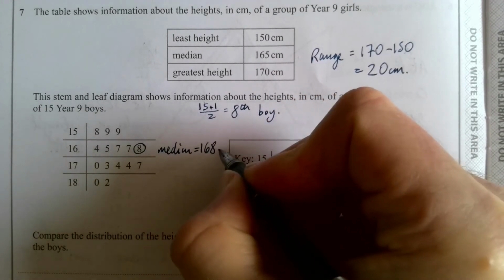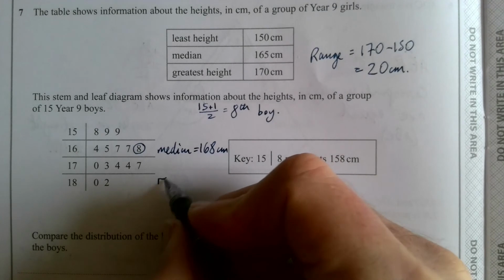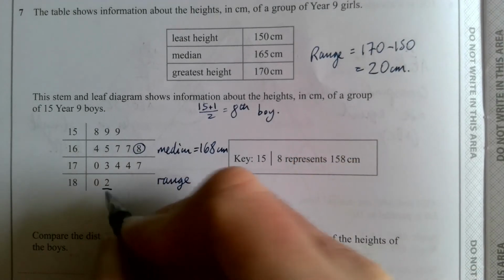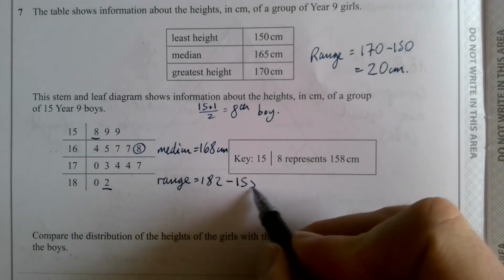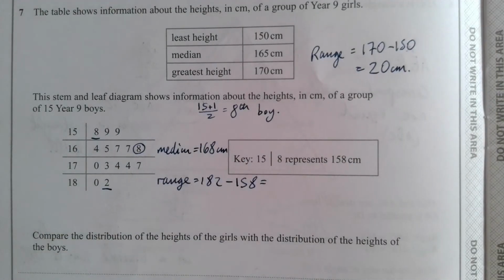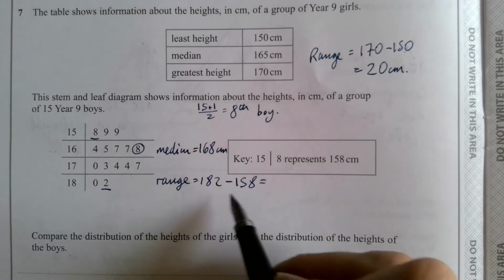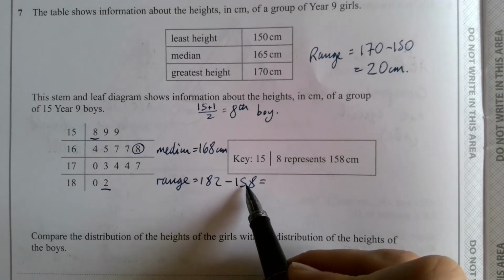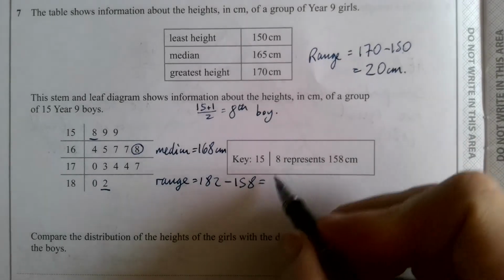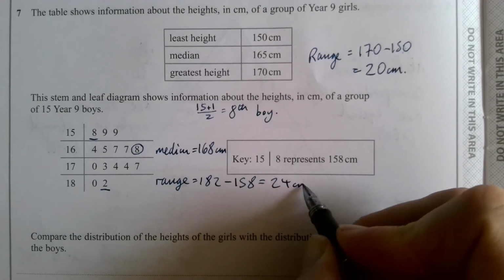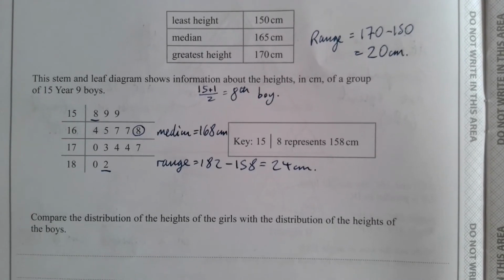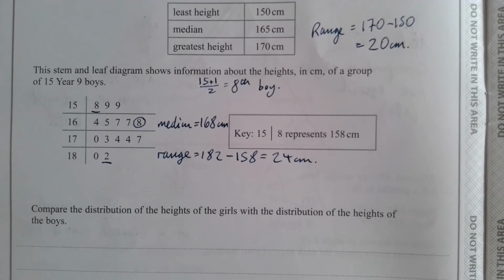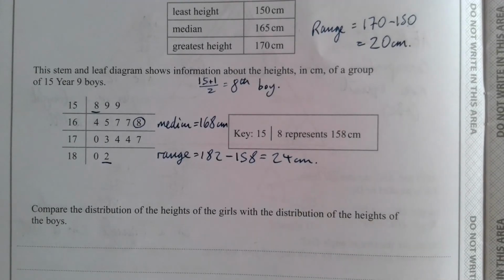equals 168 centimeters, and the range for the boys is going to be the biggest, which is 182, take the smallest, which is 158. So that's going to be, counting up there, 2 to 160 plus another 22, 24 centimeters. And when it comes to comparing them, we need to write something that basically says what's going on. When you compare, you don't need to have an opinion about it.